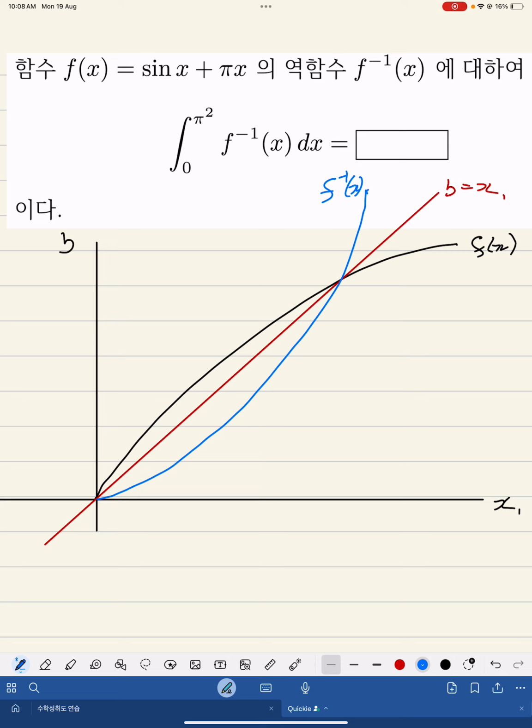And I want to find the area from 0 to pi squared, which I don't know. Let's say this is pi squared. I want to find this area under the blue curve, right? This area.